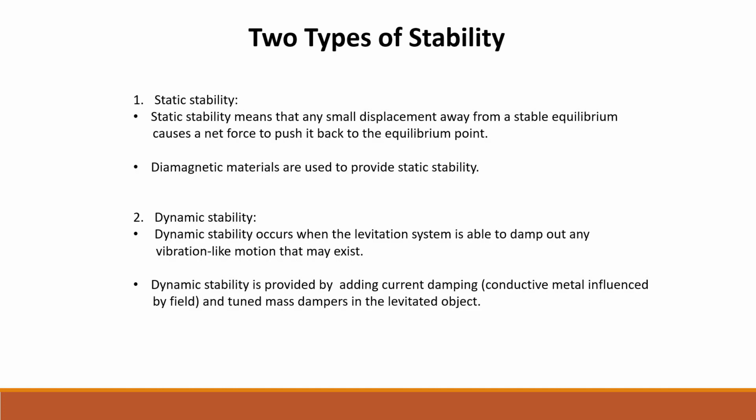The first is static stability. Static stability means that any small displacement away from a stable equilibrium causes a net force to push it back to the equilibrium point. Magnetic materials are usually used to provide static stability. And the second is dynamic stability. Dynamic stability occurs when the levitation system is able to damp out any vibration-like motion that may exist. It is provided by adding eddy current damping, which is a conductive metal influenced by the field, and tuned mass dampers in the levitated object.